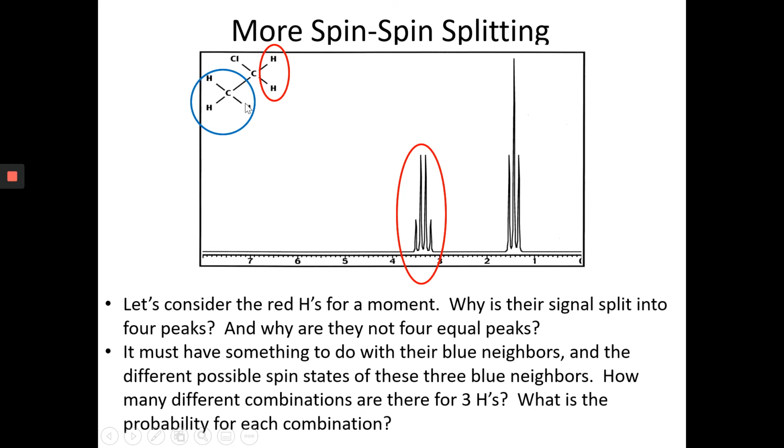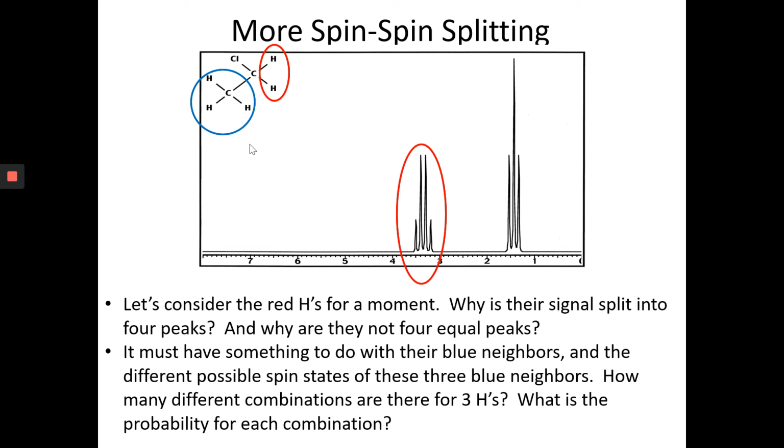When red looks over and looks at the blue neighbors, there's some different possibilities. Each of these 3 hydrogens is like a little magnet. Each one can be spin up or spin down. How many different possibilities are there? If you have 3 different ones and they're all independent, they're all unique, and each one could be up or down, how many different possible combinations of up and down are there, right? When red looks over and looks at those 3 blue ones. If you're feeling ambitious, take a minute and sketch out what are the different possible combinations.